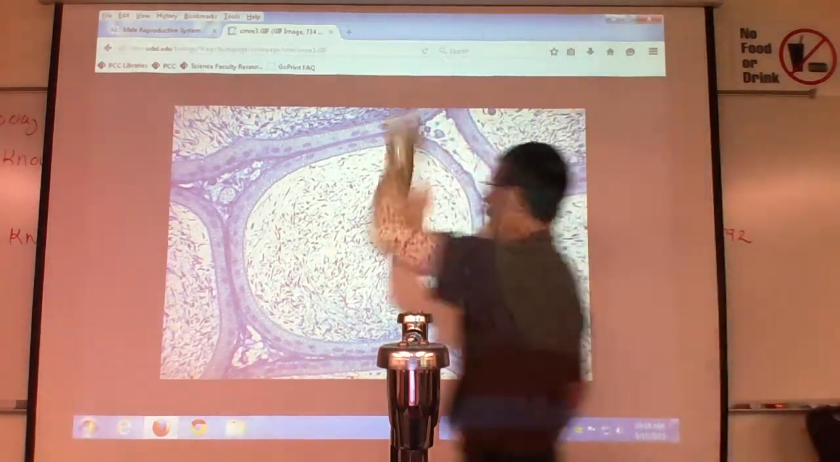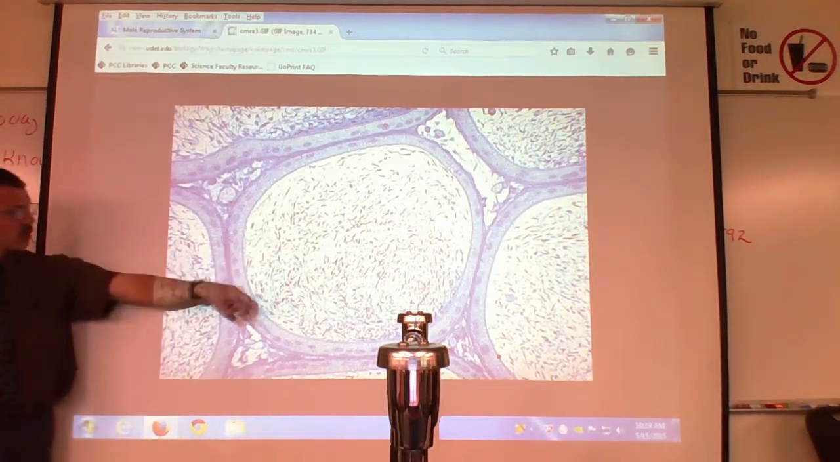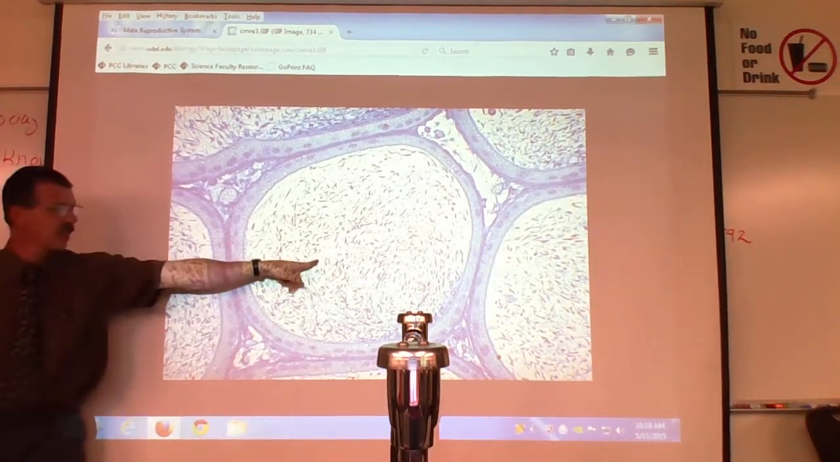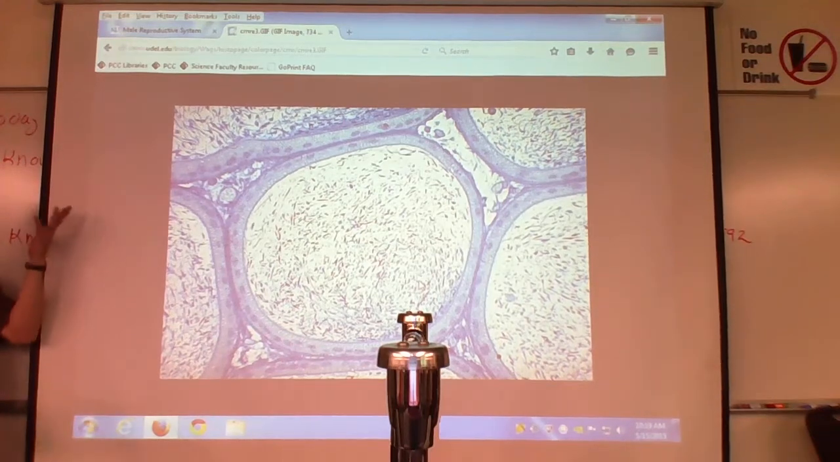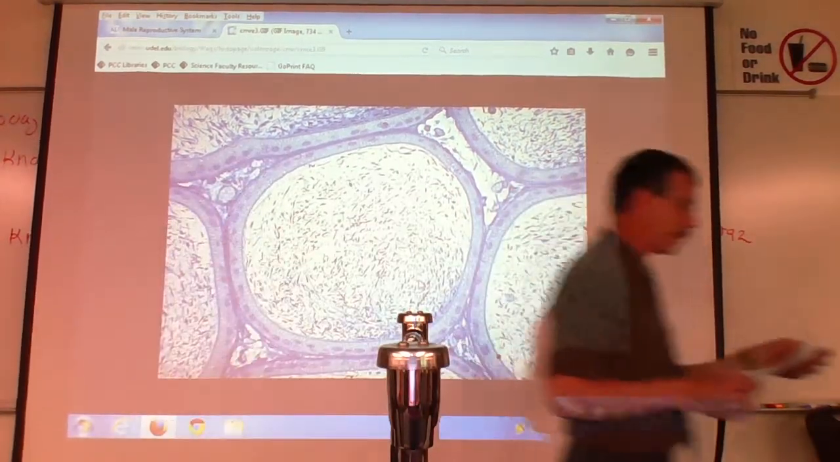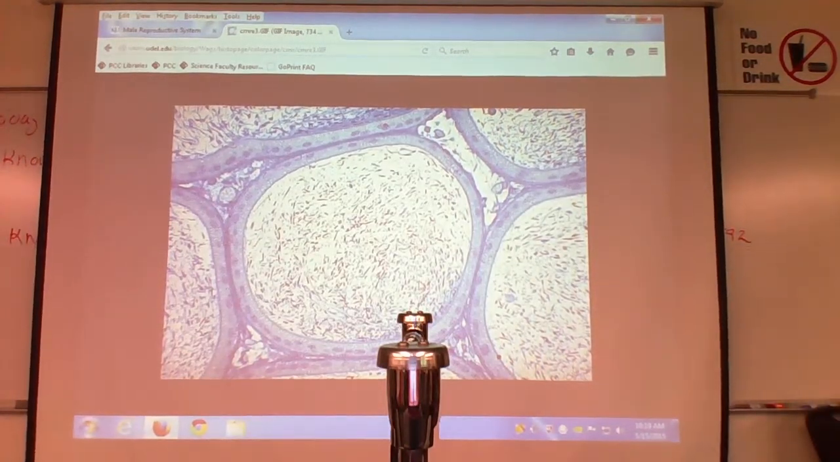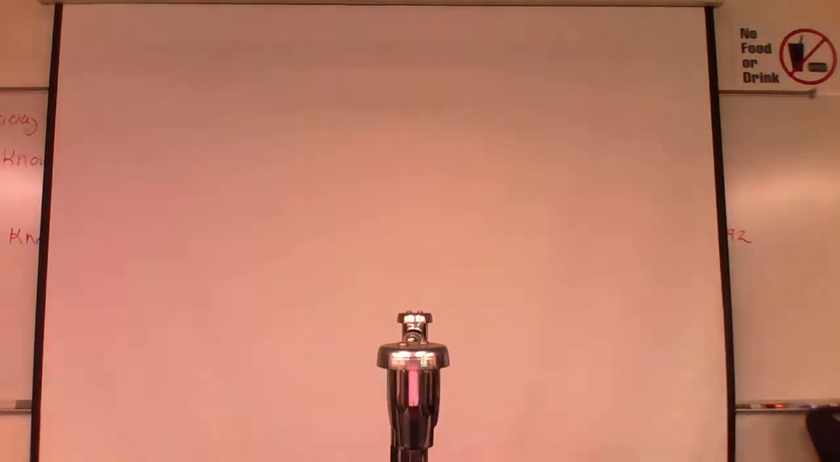Epididymis. Yay! How'd you know? Big lumen, small number of cells. I see hairs. I see lots of sperm. So it's a ring, but it's not like the testis ring. So epididymis. Right? Big circle.